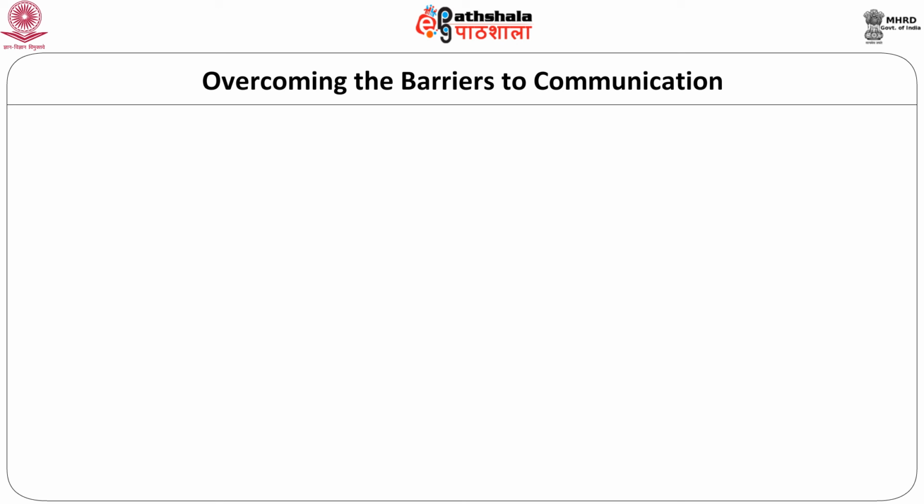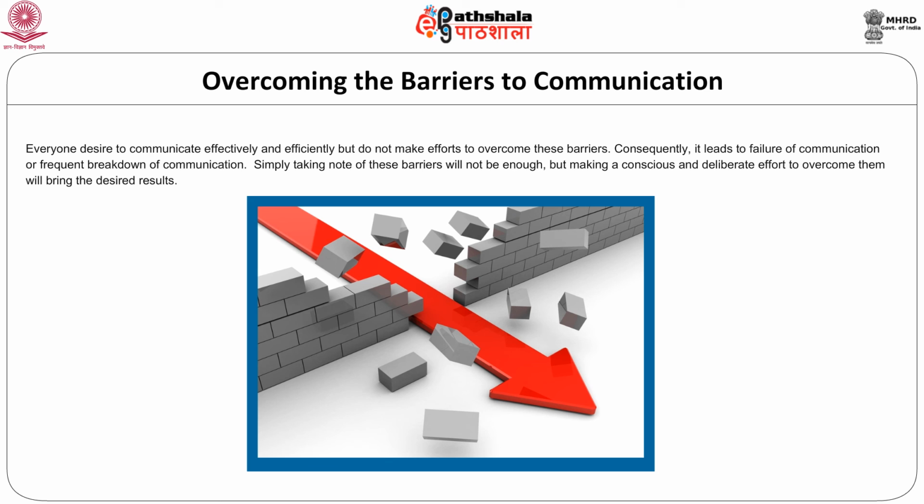So, friends, now we have seen different kinds of barriers that affect our ability to communicate and also our ability to receive. Now, we will discuss how to overcome these barriers to communication. We all know that everyone desires to communicate effectively and efficiently, but does not make efforts to overcome the barriers to communication. Consequently, it leads to failure of communication or frequent breakdown of communication.